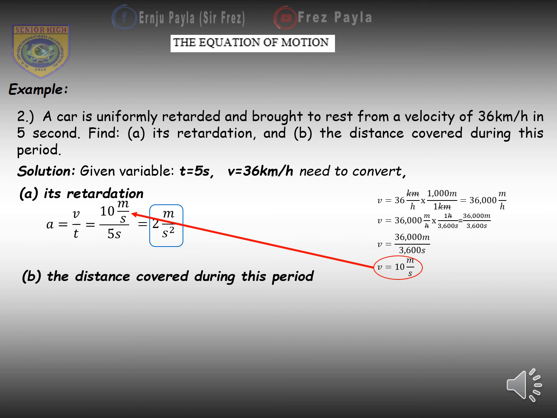Next, letter B. Find the distance covered during this period. We use this equation: s is equal to ut plus 1/2 at squared. So s is equal to 0, since u, the initial velocity, is 0. Time, we have 5 seconds, plus 1/2 times a, which we solved in letter A, 2 meter per second squared.